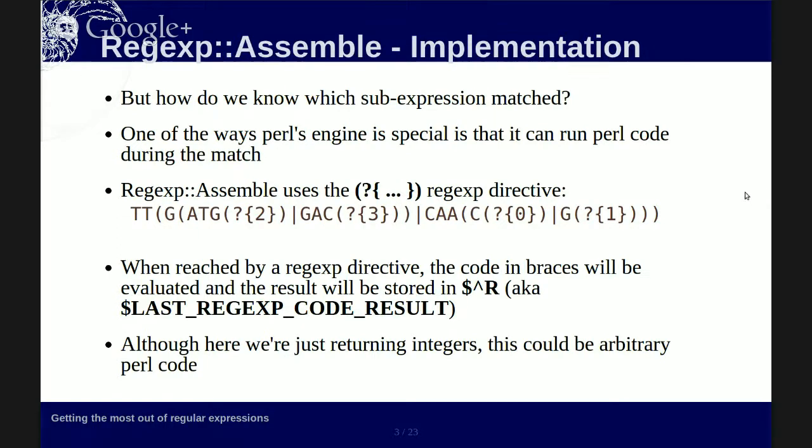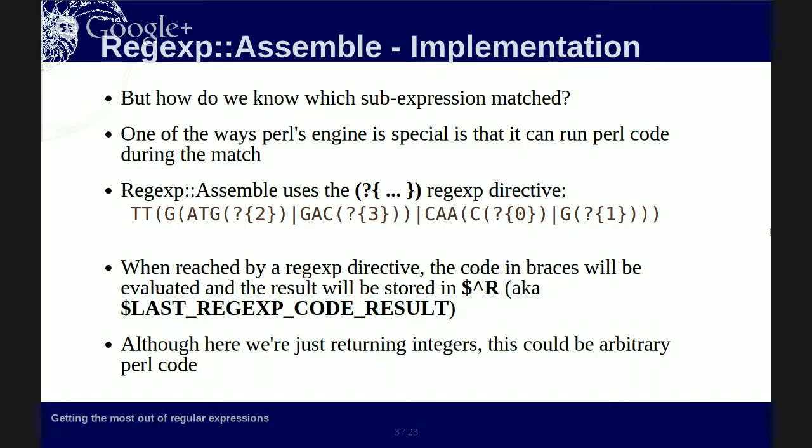Exactly, and it stores the return value in $^R, AKA last regex code result. So that way, when it gets down to the very end, it stores it into that special variable, and regex assemble can extract that special variable and look it up in this reverse lookup table to figure out which directive matched, right?